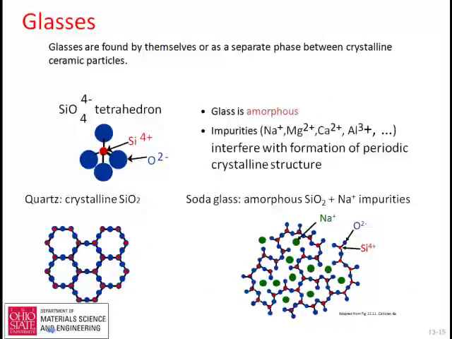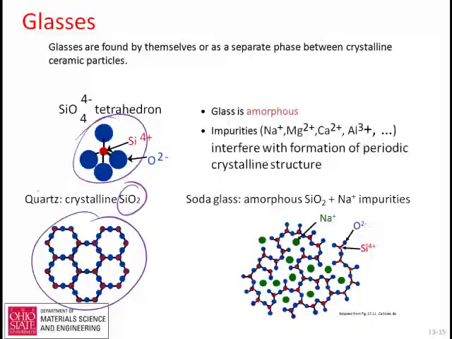So here's a distinction I want to make, which is glasses. As I said, most things are crystalline. They have these ordered structures. If you take SiO2, it has this structure of silicon oxygen tetrahedra. If you've got SiO2, cool it relatively slowly, you'll get this crystalline phase called quartz. And it has this highly ordered structure that just repeats like this, on and on and on and on.